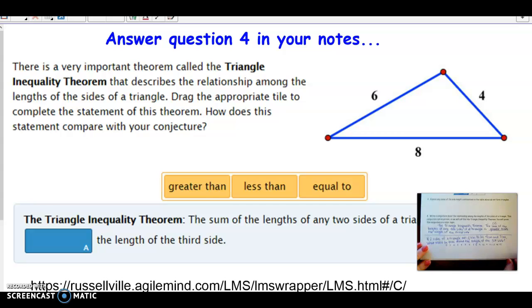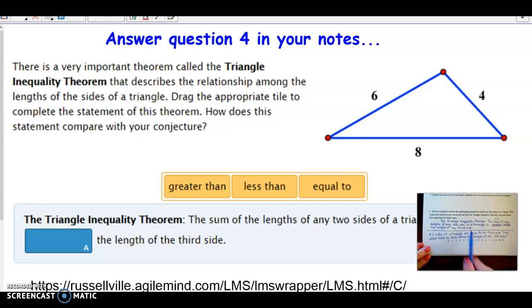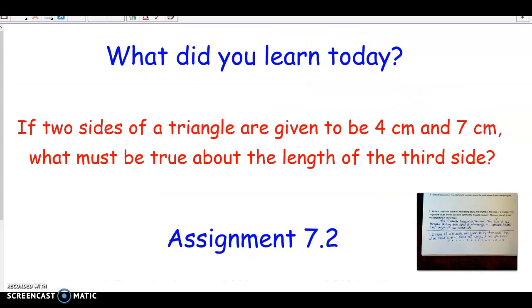So you can pause this in order to get that written down if you'd like to. And while you're pausing it, go ahead and write down this last problem that is on my notes here, because we need to talk about this. This is something that will be on your homework this evening too. To wrap up today's lesson, we're going to look at this question. It says, if two sides of a triangle are given to be 4 centimeters and 7 centimeters, what must be true about the length of the third side?